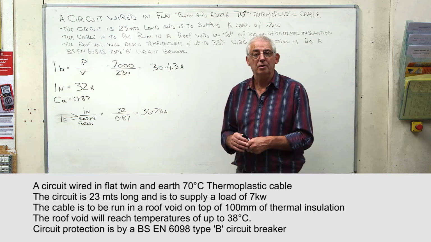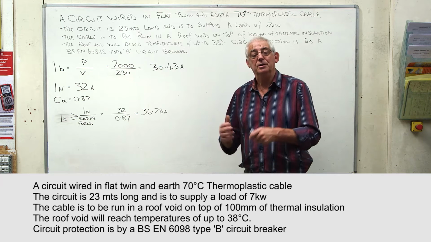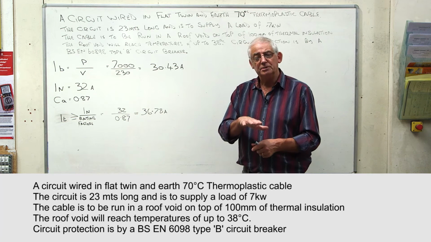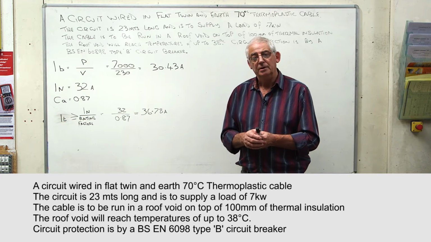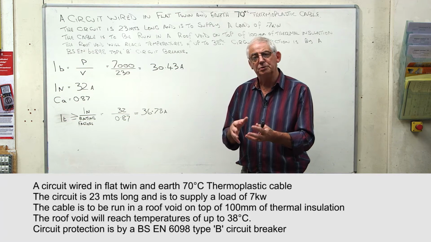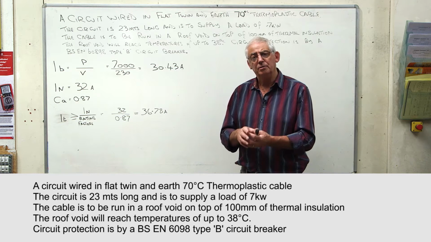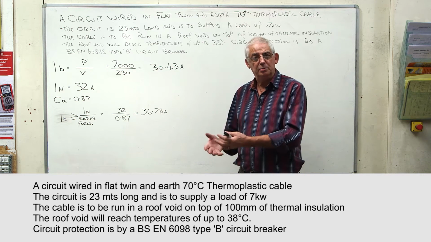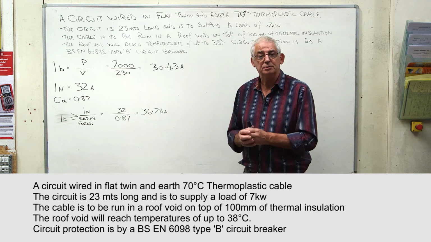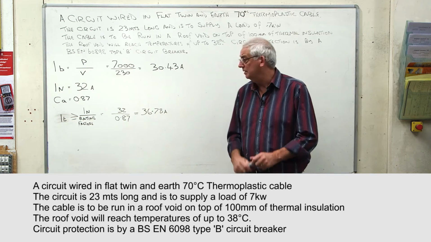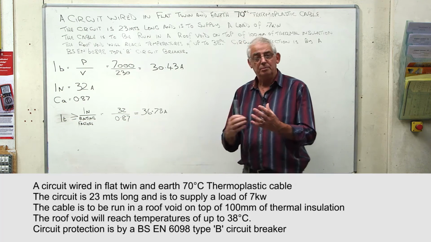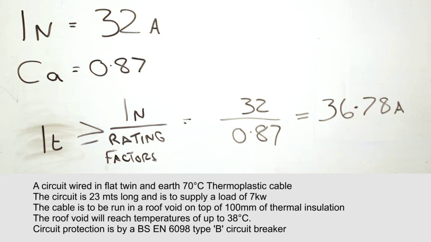So we know that if we divide or multiply anything by 1, we're going to end up with the same value. So 30 degrees is the norm. Anything above that, we need to calculate for. And it's going to make us choose a bigger cable, because when current flows through a cable, the cable warms up. It's just a natural occurrence. So for me, I've got my rating factor of 0.87. I've divided it into my protective device rating, and I've come up with a value of 36.78 amps.